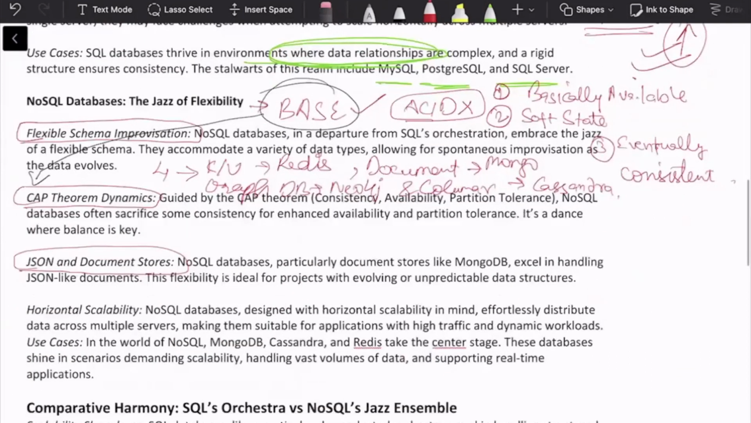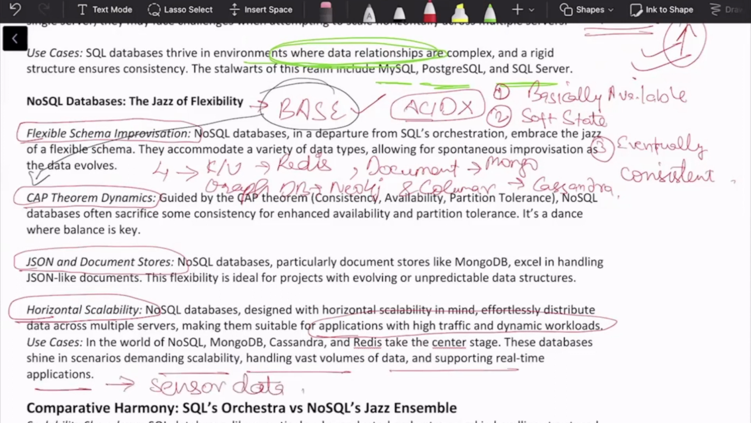And the most important thing in this is the horizontal scalability. In NoSQL databases, you can scale horizontally. That means you can ingest a huge variety of data at a very high scale and at very high traffic. That helps with the demands for scalability, handling vast volumes of data, and supporting real-time applications. These real-time applications can be like ingesting sensor data. There are multiple sources of sensor data that are sending data, and you have to ingest it for various use cases, which can be done in a NoSQL database.